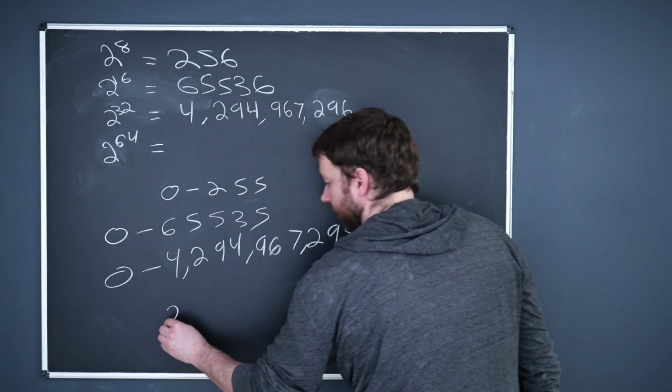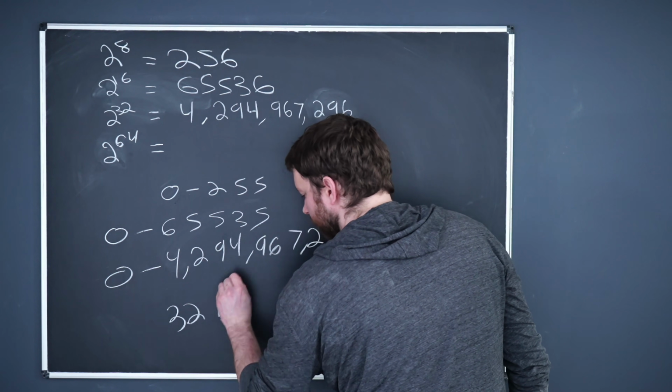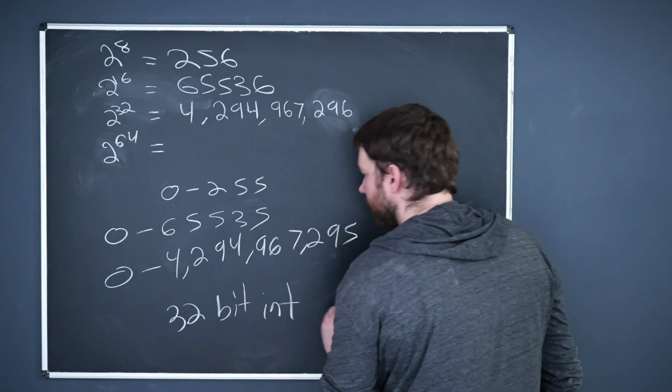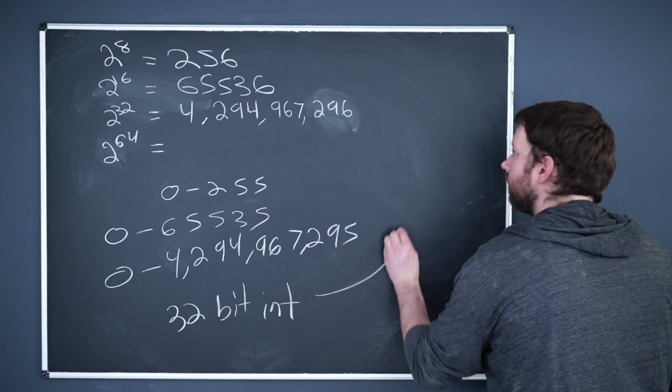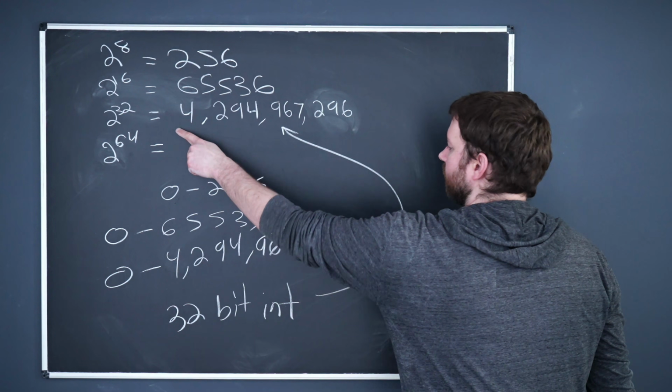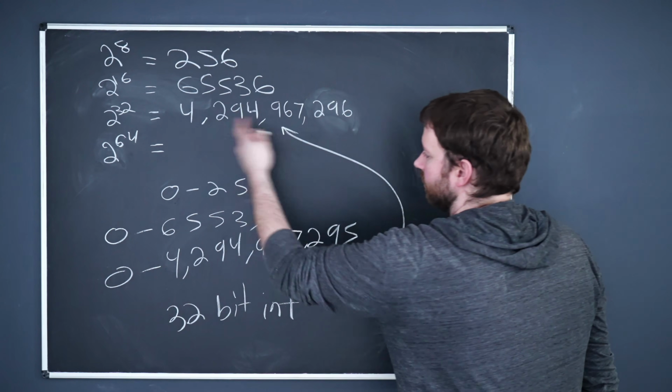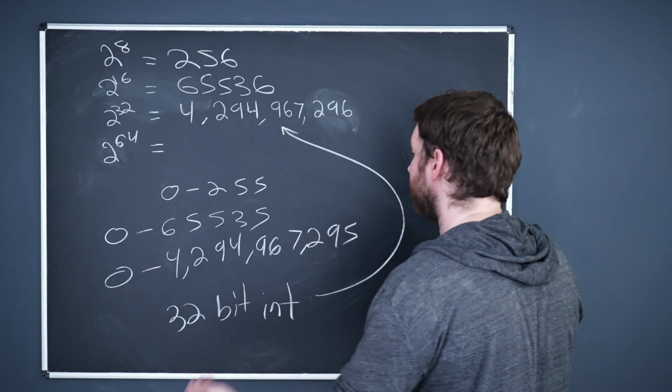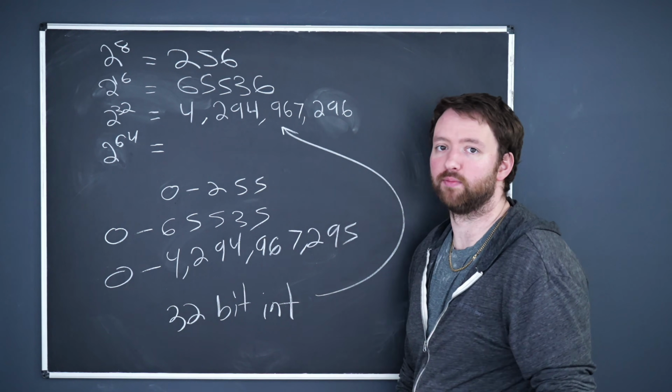So if you have something like a 32-bit integer, you should now understand that we can represent 4.2 billion different states. What about negative numbers though? That's where sign bits come up.